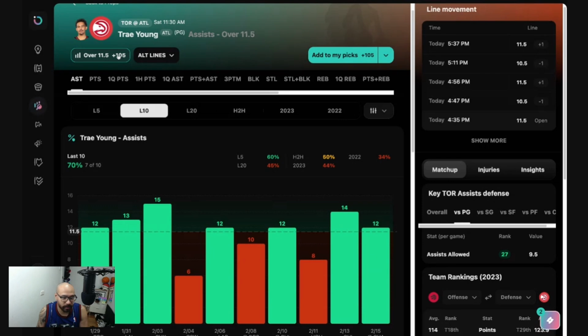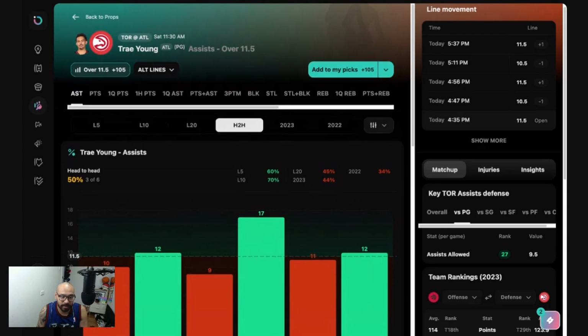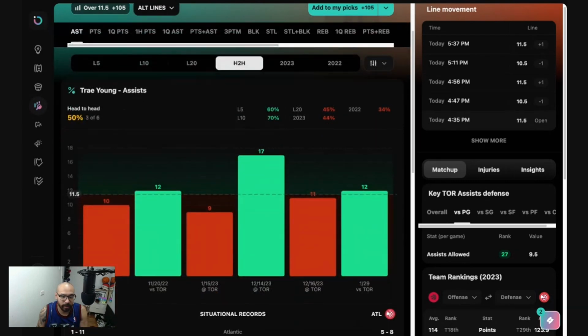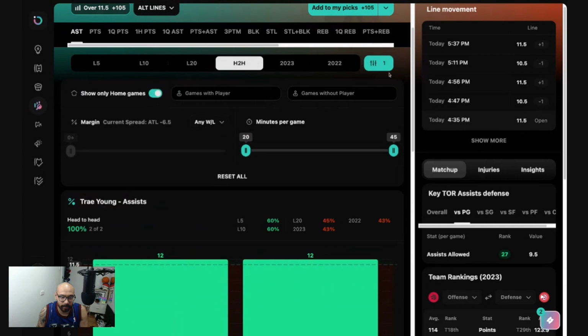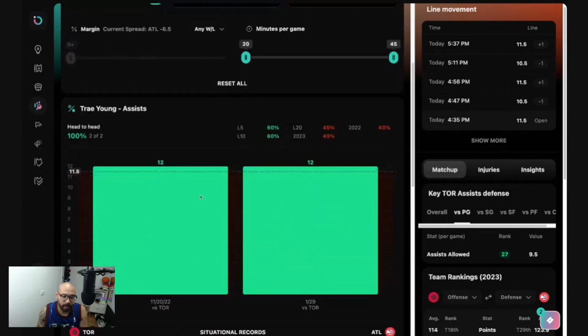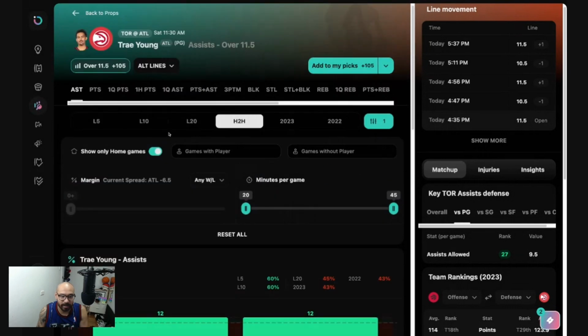I love that you can get this for plus money as well, plus 105. In terms of the head-to-head matchups, he's hit this in 3 out of his last 6. This is a home game for the Atlanta Hawks, and we can see he's only had 2 home games against the Toronto Raptors out of his last 6 games, I believe. Yep, and he's had 12 assists in both of those games.